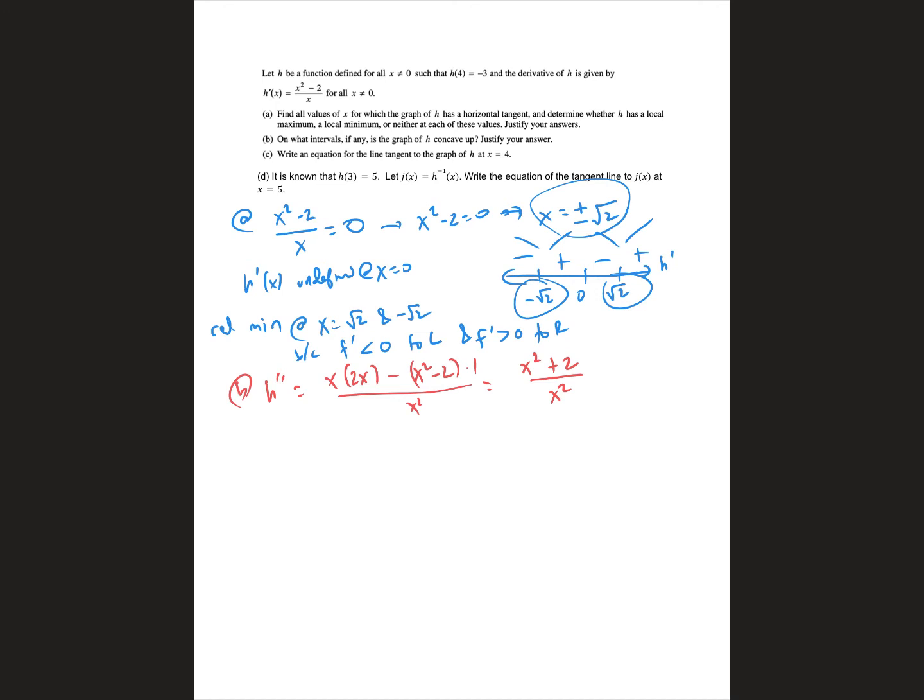And then I need to find the critical points for that. So the top can't equal 0. So that means the second derivative here cannot equal 0. But the bottom means that it could be undefined. So h double prime can't equal 0, but it's undefined at x equals 0. So when I make my sign line, I need to put 0 on there. So if I plug 0 into this thing, it's going to be positive. Plug in a negative number, and plug in a positive number, it's also going to be positive.